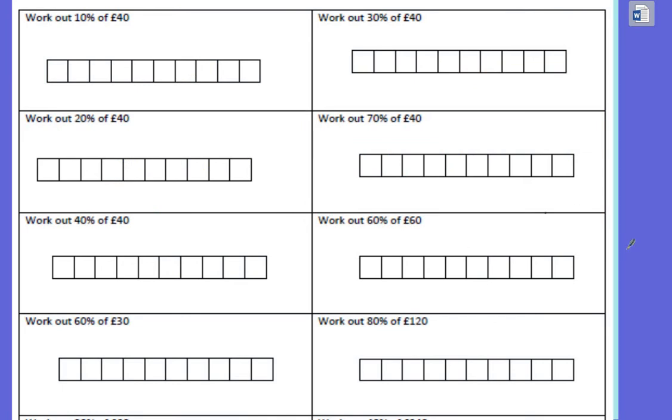Please pause the video for 5 minutes or so, and in your light blue book, can you work out 10% of 40, 30% of 40, 20% of 40, etc, etc. This should only take you about 5 minutes. Pause the video now.